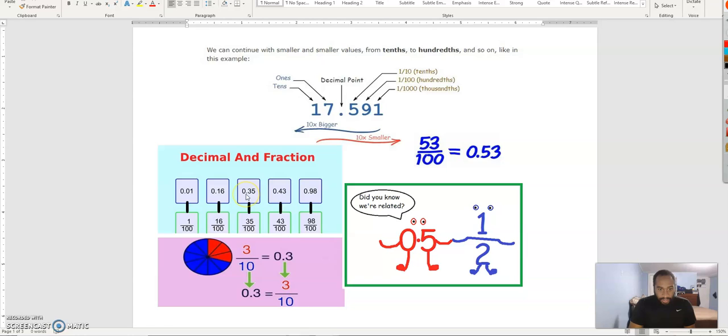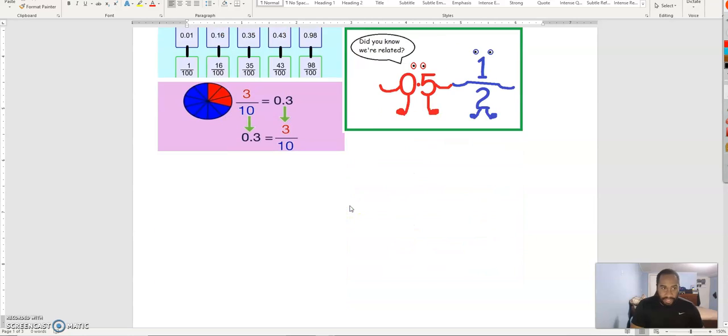0 and 35 hundredths is 35 over 100. So whatever is the last value in the number, that's what you put the number over. So we're going to do some more work with decimals and fractions today. All right. Let's go to our problems of the day.